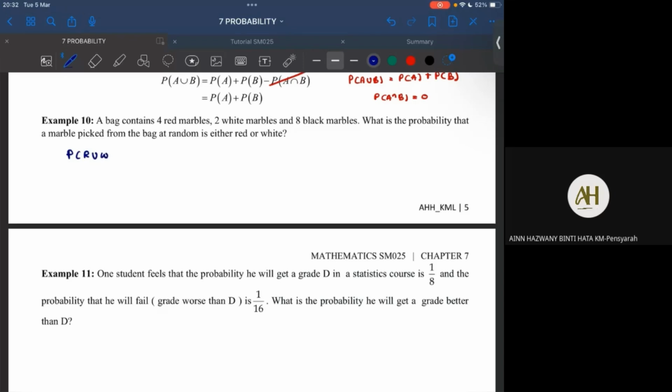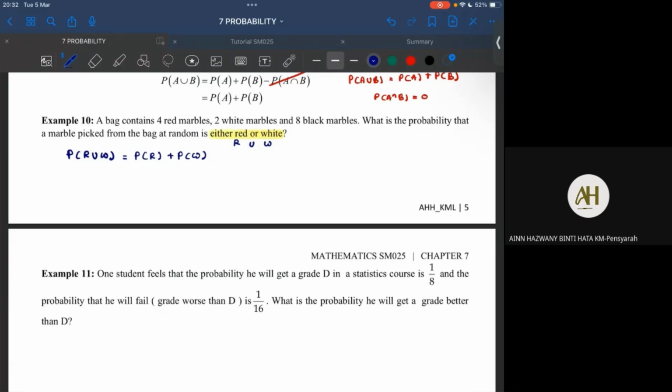union W). Kenapa saya tulis P(R union W)? Sebab dia kata either red or white. R, W, or ialah union. So we know that this is mutually exclusive event. So P(R) plus P(W) sahaja. Tak ada P(R intersect W), dan sebenarnya kalau kita fikir dia tak akan intersect pun, sebab kita nak ambil satu marble sahaja.